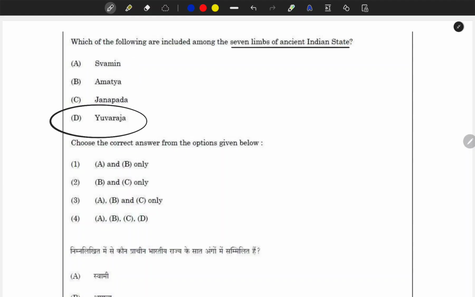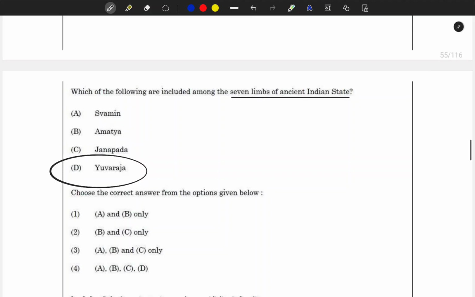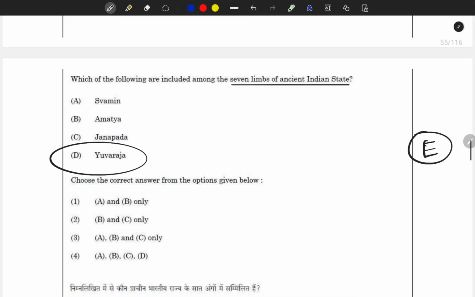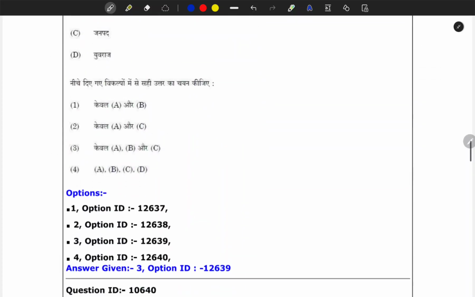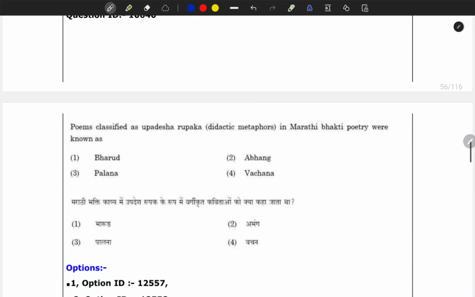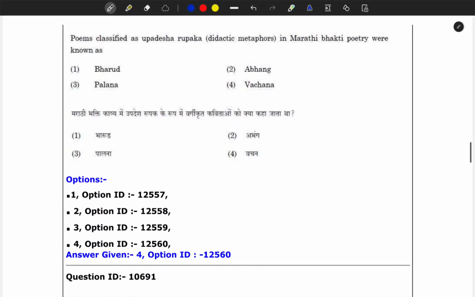Yuvraj, whatever the ruler's son is doing, was not the subject of Arthashastra. So you can easily eliminate this option. For me this was an easy question, and except for D, the correct option is A, B and C.